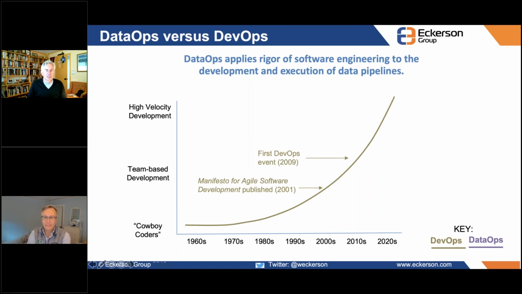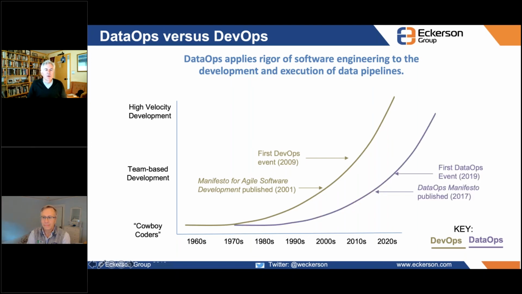Well, DataOps was a little bit slower to the game. We're always the caboose picking up the rear, but we're getting there. We had a DataOps Manifesto published in 2017, thanks to Chris Bergh here, my fellow speaker. And the first DataOps event was 2 years ago. So we're catching up, but there's a big difference between DevOps and DataOps, and that fundamentally is obviously the data.